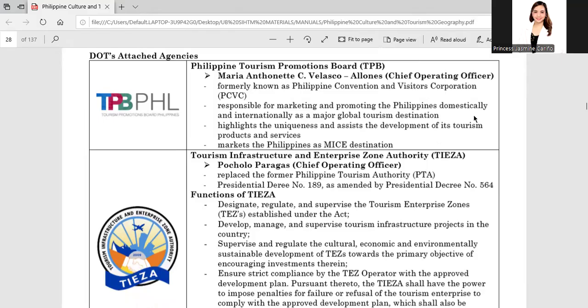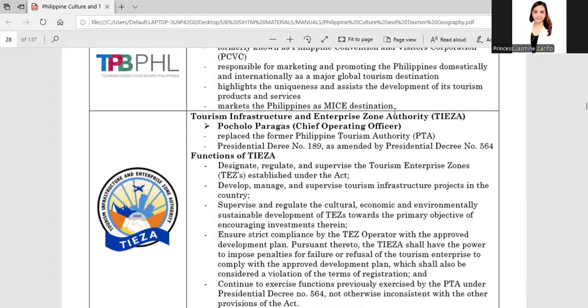All right, and it's not only for your examinations, but it's something that you can keep as a tourism professional in the future. So we have the TPB, or the Philippine Tourism Promotions Board, which was formerly known as Philippine Convention and Visitors Corporation, or PCVC. So the TPB is responsible for marketing and promoting the Philippines domestically and internationally as a major global tourism destination. And I see that it's working because a lot of foreigners are already finding out about the Philippines. They are visiting the Philippines. All right, so it also markets the Philippines as a MICE destination.